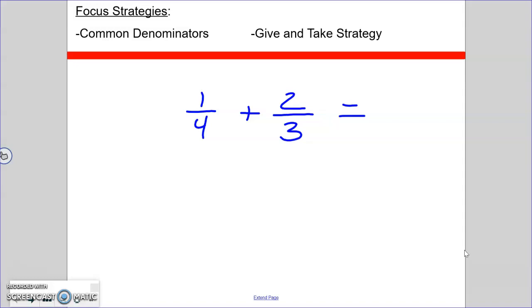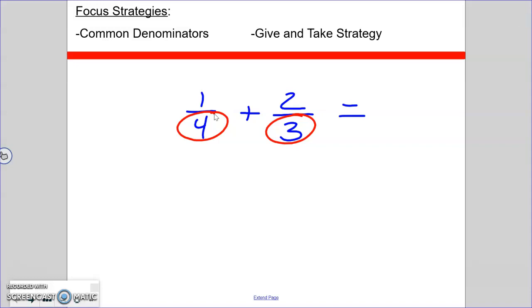And right now, I think you guys know that we can't add these fractions as they are. Not yet, because these parts are fourths and these parts are thirds. And we really can't add them or put them together yet until they are the same size parts. So we need common denominators.